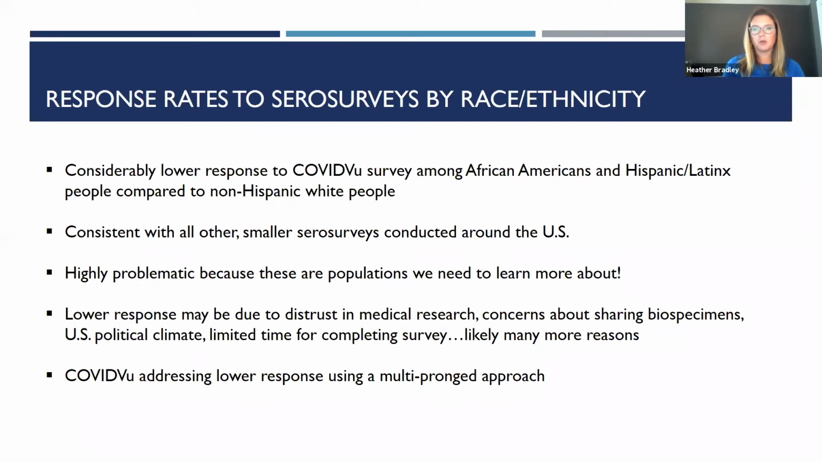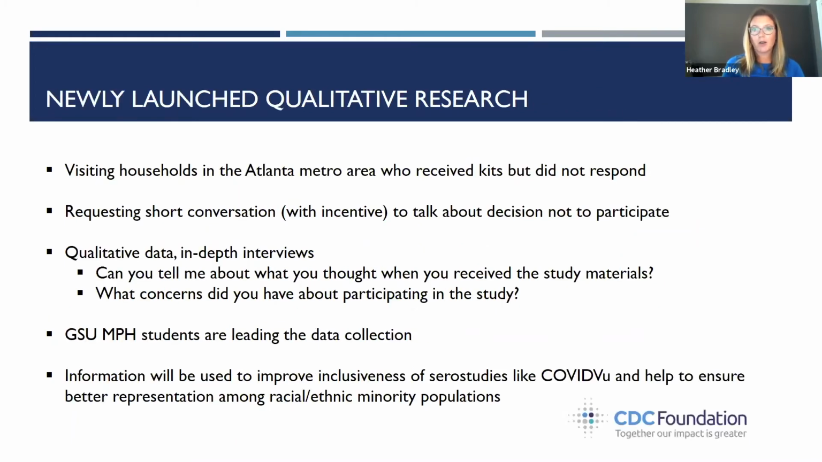There are likely many other reasons. So COVIDView, our survey, is addressing this lower response using a multi-pronged approach. But one of the approaches that I'm most excited about is some qualitative research that we just launched. We're visiting households in the Atlanta metro area who received these kits but didn't respond. And these are households in census tracts that are highly represented by African American and Hispanic Latinx populations.